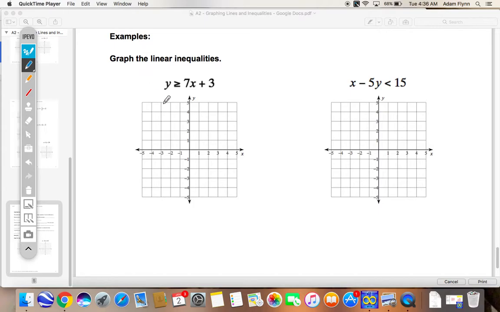Looking at this first linear inequality, this would be in slope-intercept form. So I'll go to my y-intercept, plus 3, and make my first point. My slope is 7 over 1, so I would go up 7 and over 1, up 7 and over 1. Then I'm going to go to the left 1 and down 7.